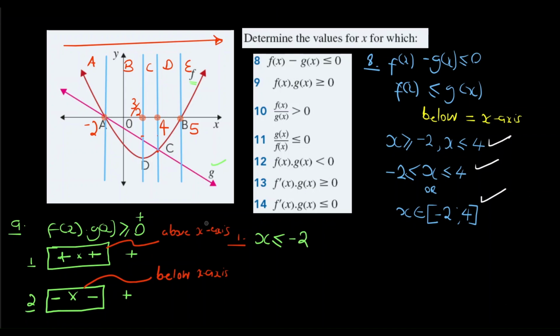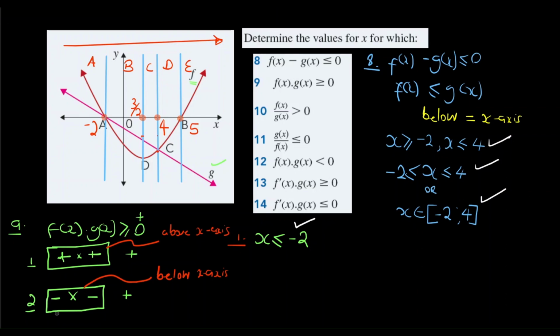In which other area are these graphs above? If you move to area B, they are both below. Area C, they are both below. Area D, they are both below, but in area E, one is above and one is below. So really, none of the areas B, C, D, and E have both graphs above, right? So it's only in area A. So our answer for scenario 1 will be x is less than -2.